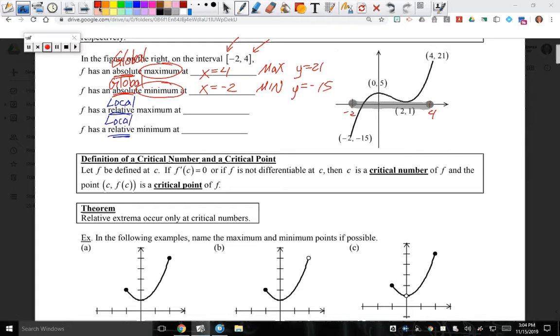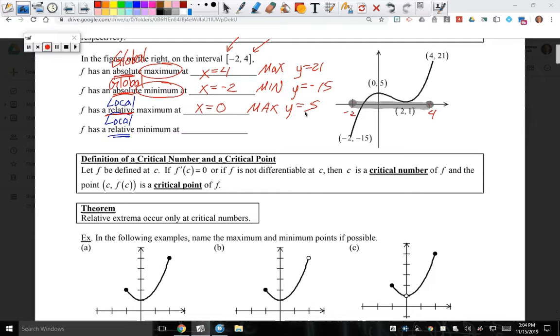If I were to say the local maximum, at what would you say from the graph? x equals 0. So we could say x is equal to 0, the max, that is the relative max or local max, is y is equal to 5.